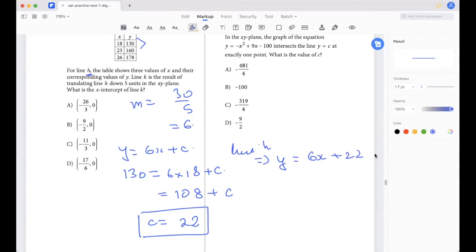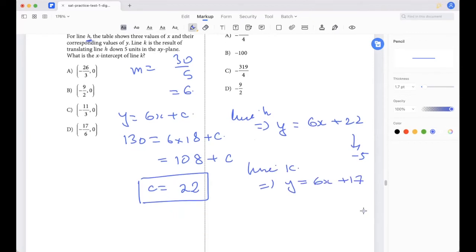Now line K is gotten by translating line H down 5 points, right? So if you bring it down 5 points, the y-intercept will reduce by 5. So line K, the equation would be y is 6x plus 17, right? Because the y-intercept will obviously reduce. So what is the x-intercept of this line? So 0 is 6x plus 17. So x is minus 17 by 6. So D.